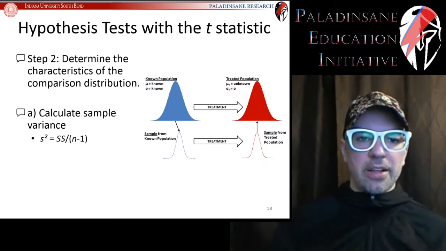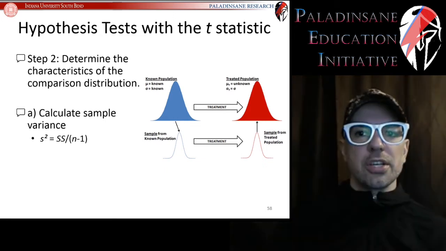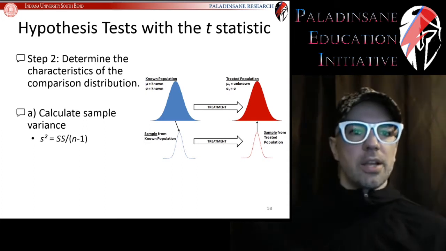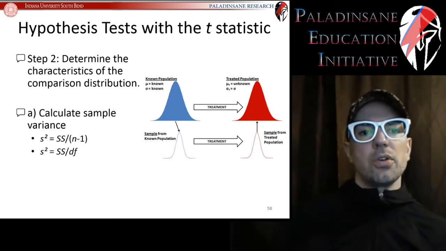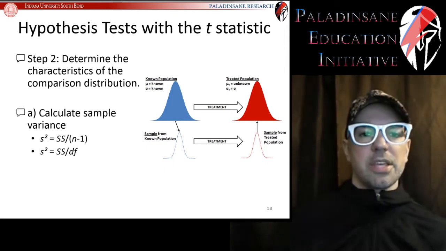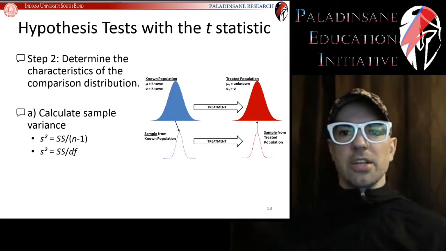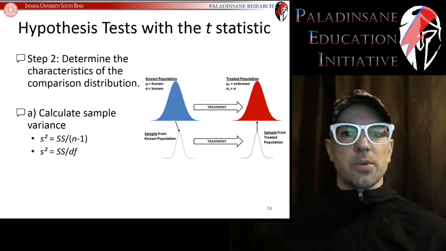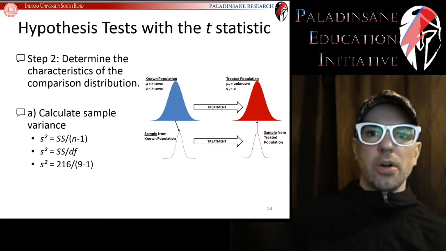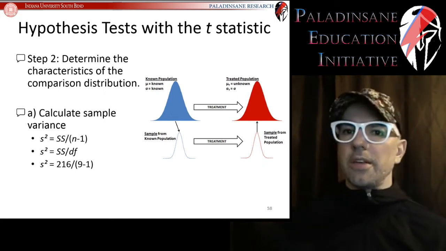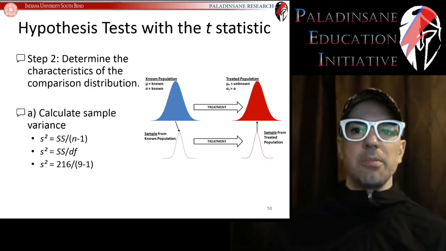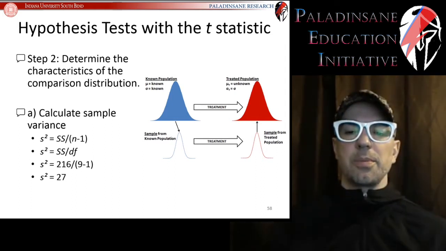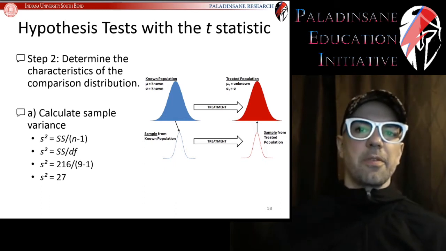that S squared, sample variance, equals your sum squared deviations divided by n minus 1. That's the size of your sample minus 1. That's equivalent to the variance. Sample variance equals the sum squared deviations divided by the degrees of freedom. So we have all this information. Sum squared deviations was given to us in the question. That's 216. Size of our sample, given to us in the question, 9. We had 9 monkeys. 9 minus 1 is 8. 216 divided by 8 happens to be 27. So that's the sample variance.